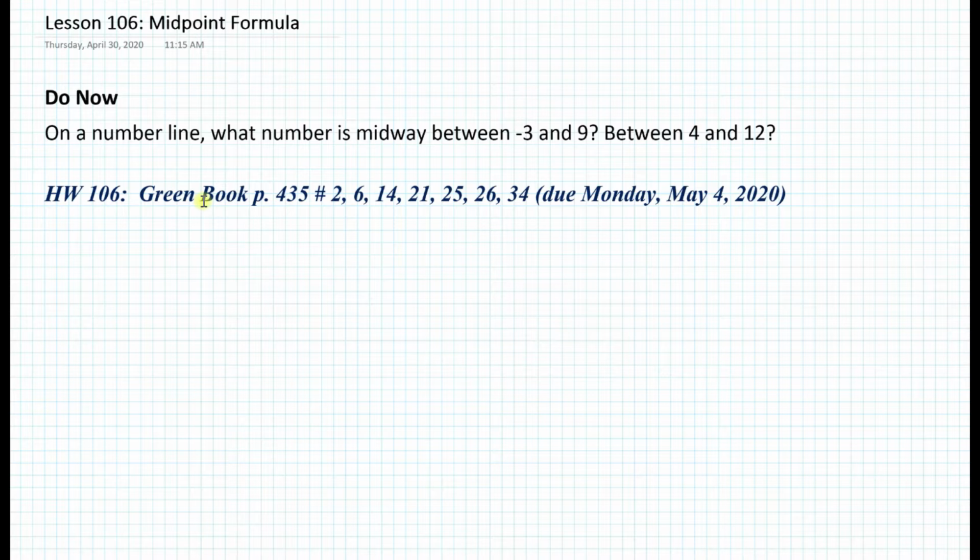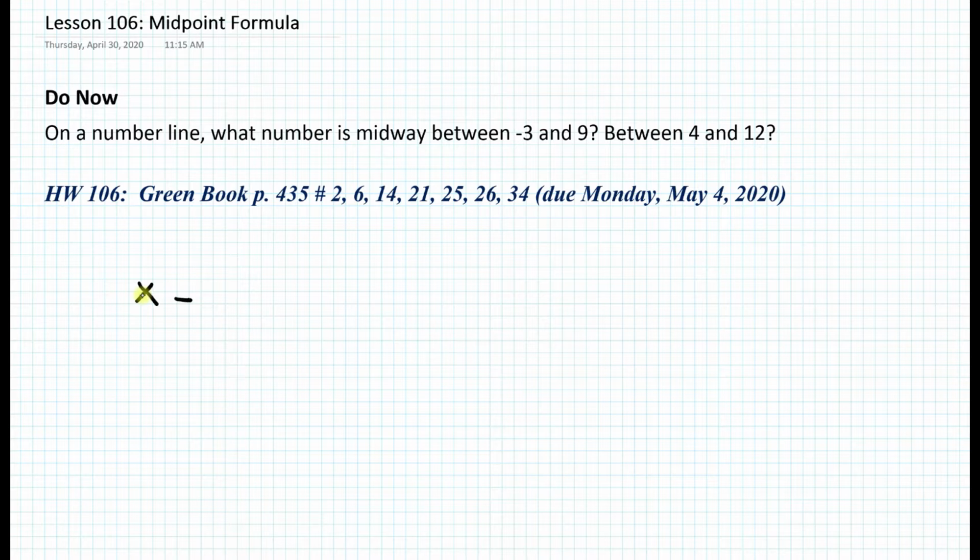For the do now, it says on a number line, what number is midway between -3 and 9? And what about between 4 and 12? So in order to solve this, you simply take the average. For example, let's call the first average x.